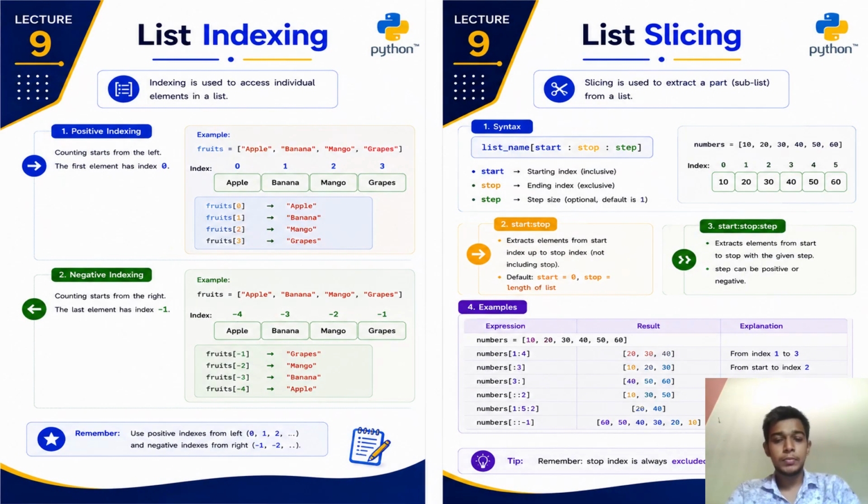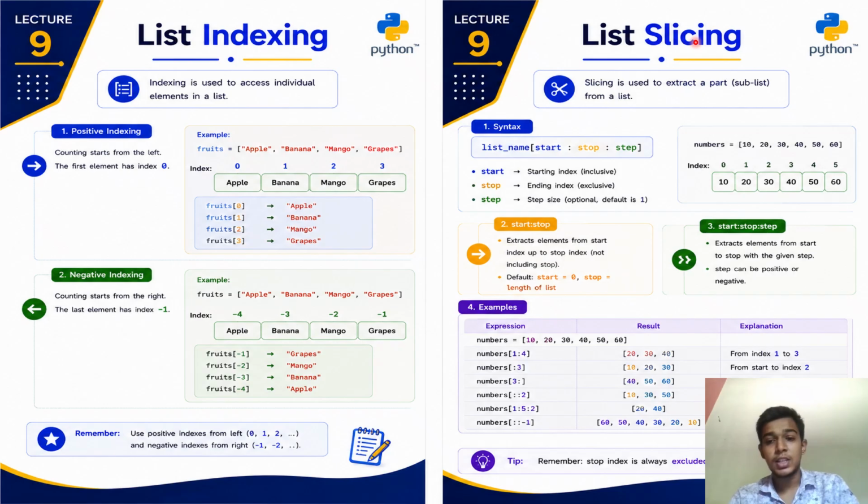Now, now that you have learned how to create lists, in this slide we are going to learn two very important concepts together: list indexing and list slicing. Indexing helps us access a single element, while slicing helps us access multiple elements from a list. Both are interconnected. Without indexing, you can't learn about slicing. Now, let's start with list indexing.